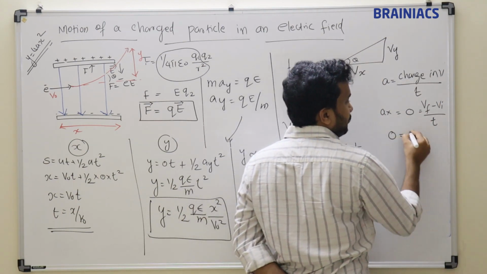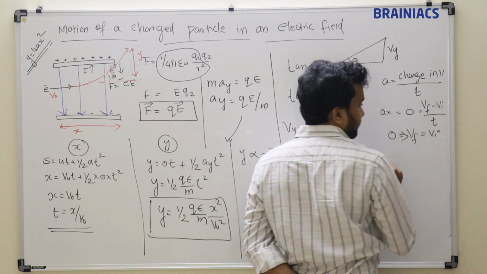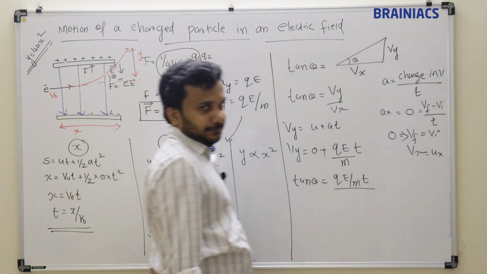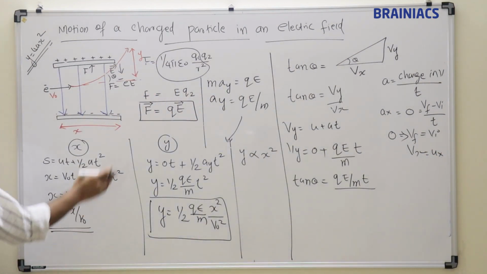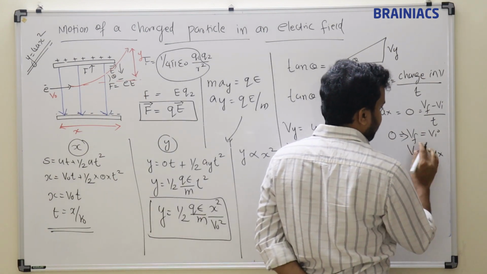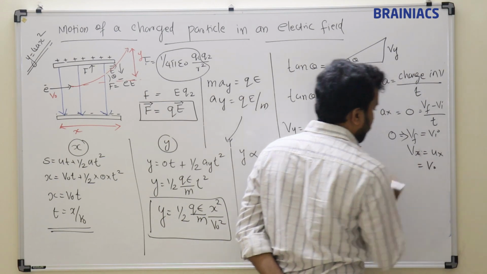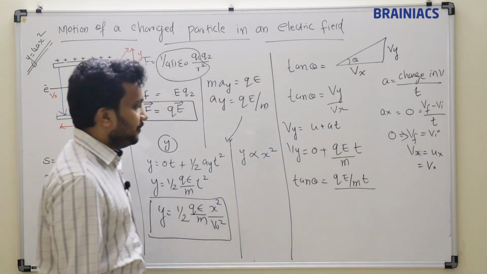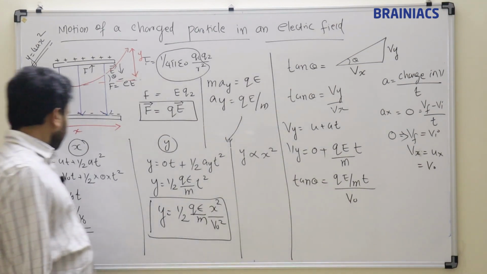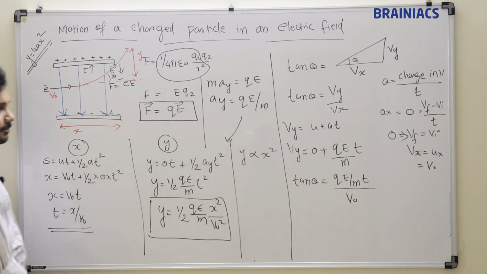So if this is equal to 0, I can say final velocity is equal to initial velocity, which means vx will be equal to ux. Both are the same. So ux will be equal to vx, and vx equal to ux is equal to v naught. So we'll substitute v naught here. So vx is nothing but v naught. We know the equation for v naught: v naught equals x by t.